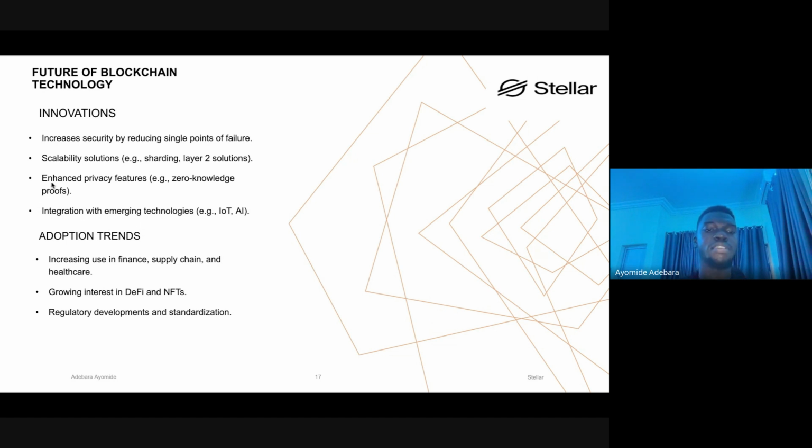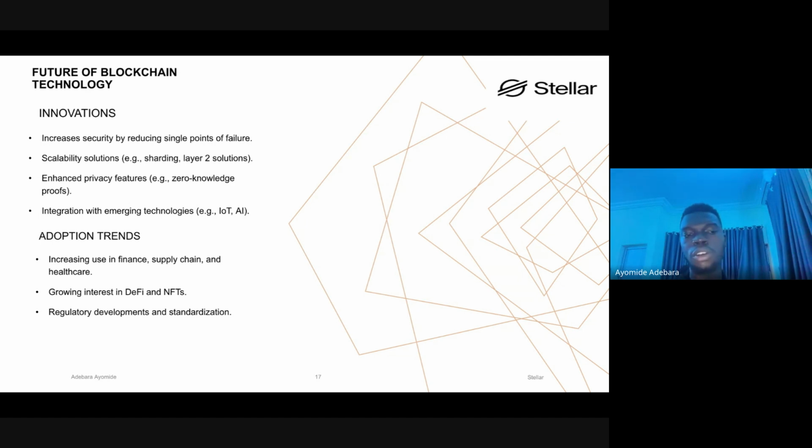Then other things is enhanced privacy features using zero knowledge proofs. I'm sure I've mentioned zero knowledge proof. Then integration and emerging technologies. We have Internet of Things, AI. AI is so popular that so many people are integrating it in every single thing right now. So yes, this technology can also be integrated into the blockchain. Imagine you have all the devices in your house connected to a blockchain, and at any point you are in the world, you can literally just control your device since all the data is being stored on the blockchain. It's so easy and fast to just do that.